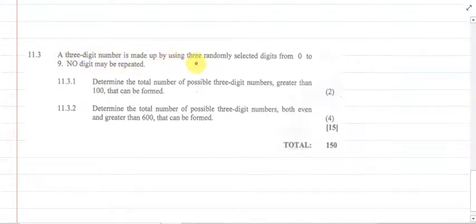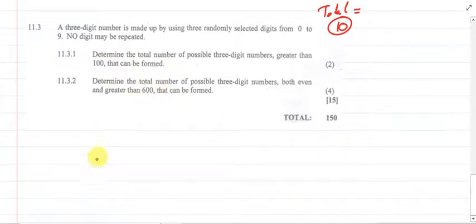A 3-digit number is made up by using 3 randomly selected digits from 0 to 9. So we have numbers from 0 to 9, which means there are 10 numbers in total. Determine the total number of possible 3-digit numbers greater than 100 that can be formed. So we're looking for numbers that are greater than 100. How we usually do this is we use the dash method. That's what I use. I'll create 3 dashes to represent the 3-digit numbers.